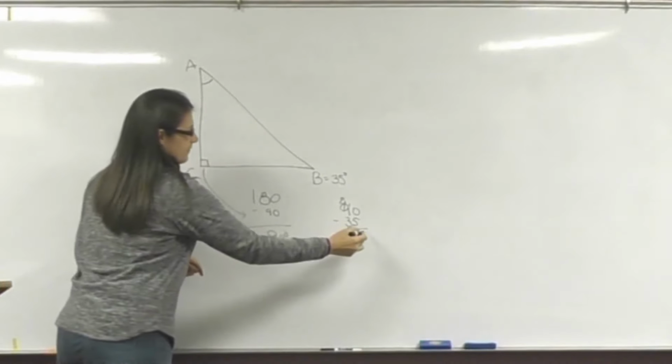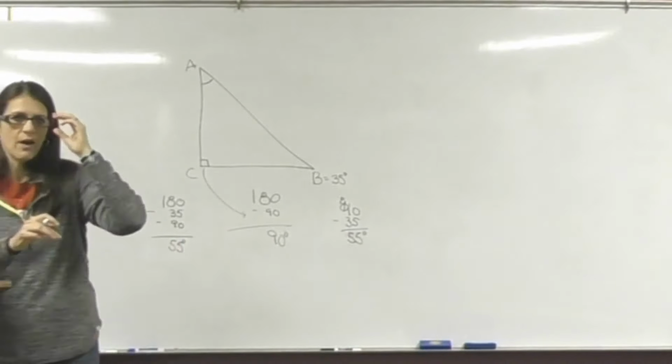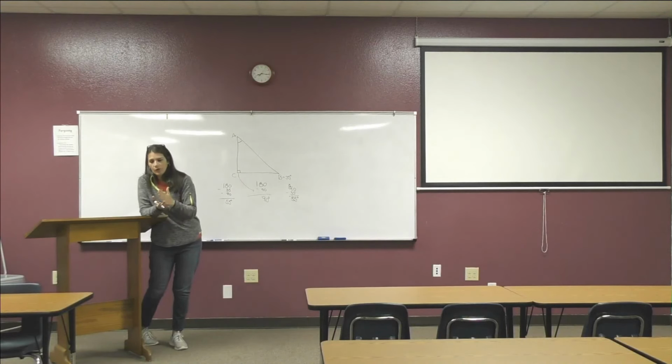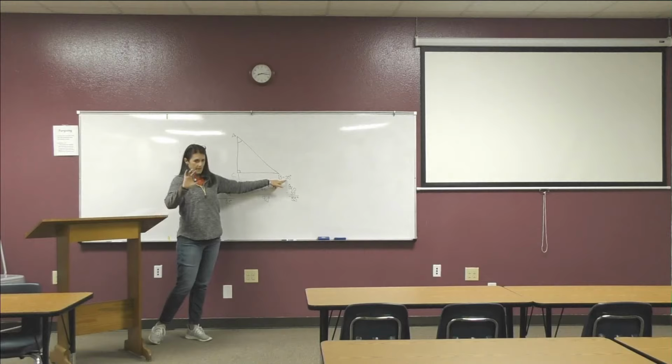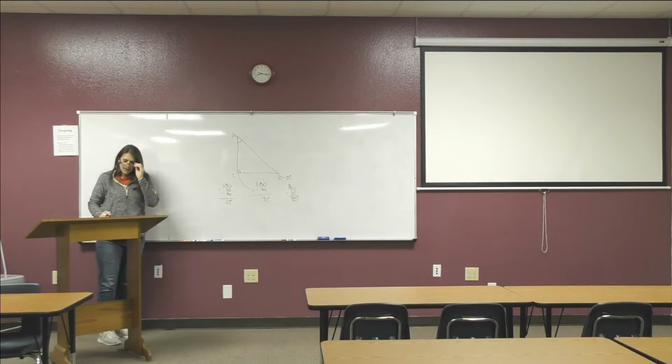That's 55. So if you have a right triangle, then you don't have to do all of that math. You can just go straight to finding the complement of the angle that you know. Okay? Hopefully that makes sense. All right? Chime in if it doesn't.